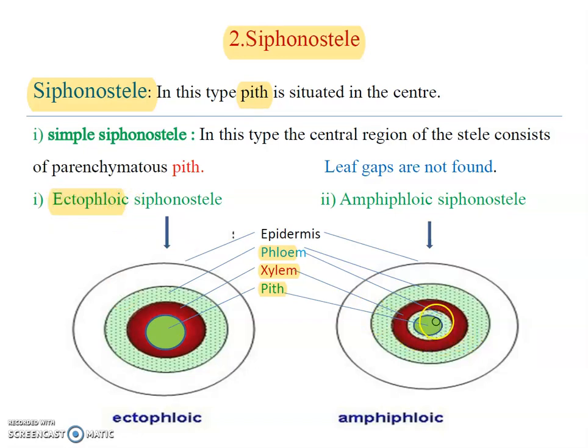In this condition, what is here? First is a pith, then pith is surrounded by phloem, phloem is surrounded by the xylem, and xylem is surrounded by the phloem. So there are two layers of phloem, and xylem is a single layer. So xylem is in between the phloem. This type of stele is called amphiphloic siphonostele.